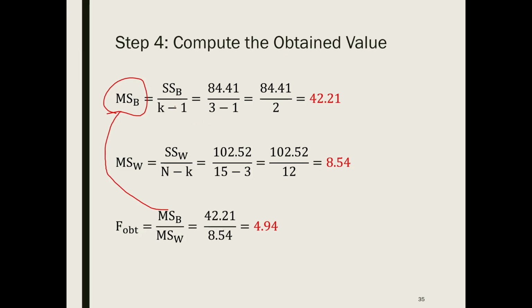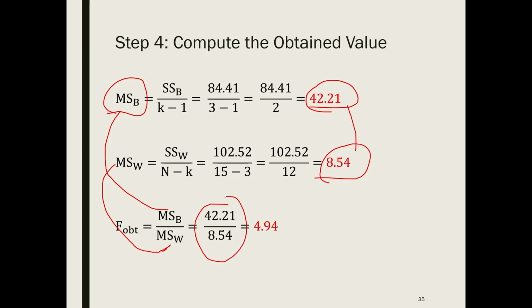The SSB divided by the degree of freedom between groups, that is 42.21. The MSW, that's the bottom of the obtained value of F. You have the SSW divided by the degree of freedom within groups. That'll be 8.54. Now, eventually, this is a ratio of those two values, right? It's a ratio of those MSB and MSW. You will obtain 4.94.